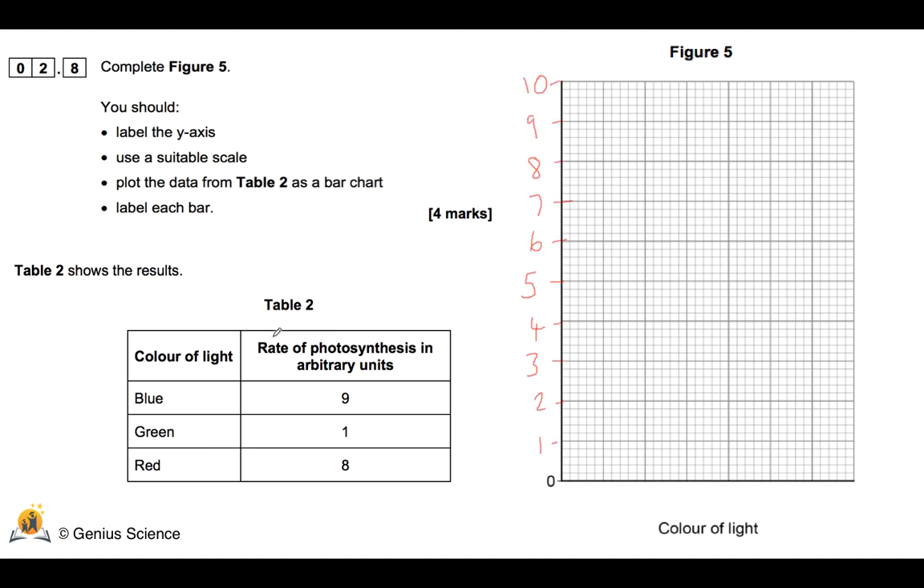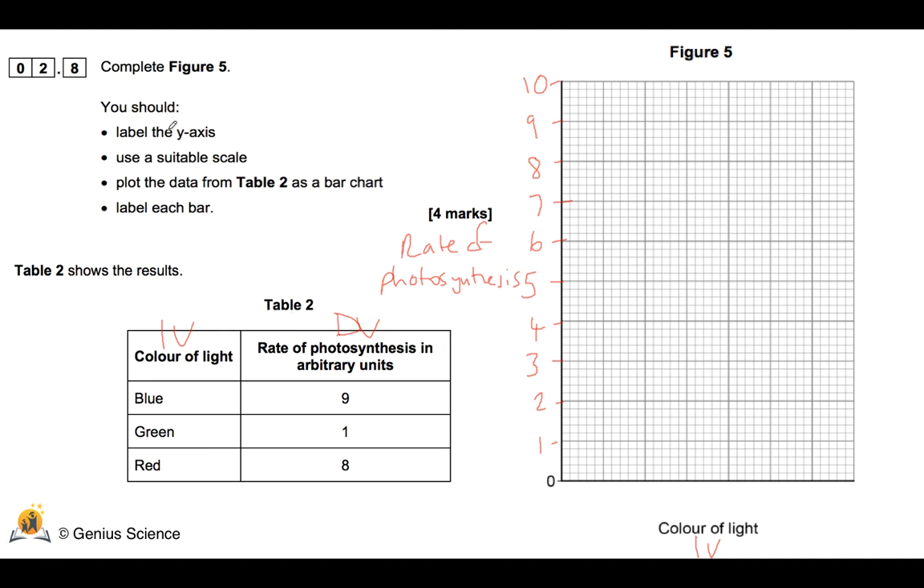Now the label, you literally just copy what's in the table here. Independent variable is always on the left in the table. The dependent variable is always on the right. And the independent variable always goes on the x-axis of the graph and the dependent variable on the y. So I would label here rate of photosynthesis. Now, arbitrary units, if you ever see that, it's not a thing. It just means the units, for the sake of the question, don't matter. So just forget about it.